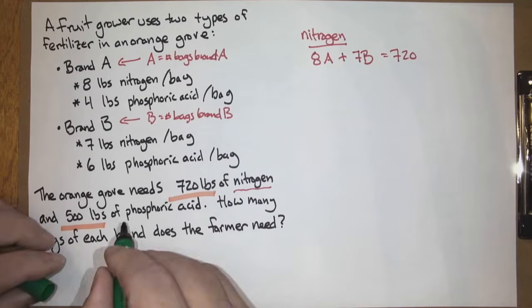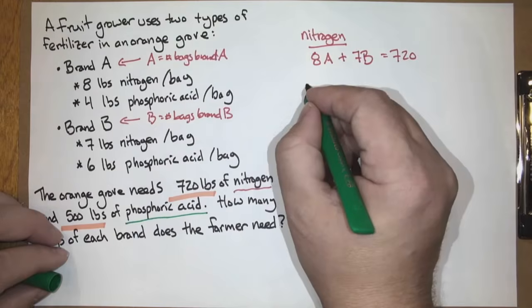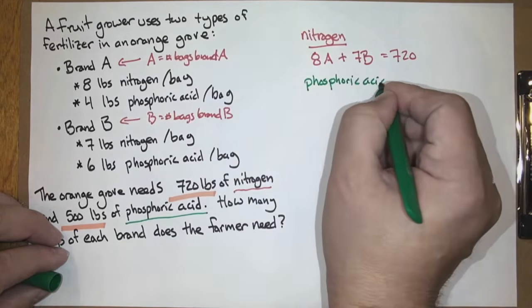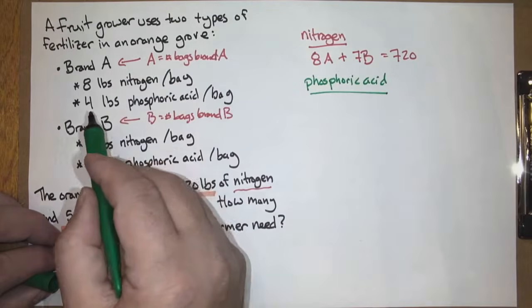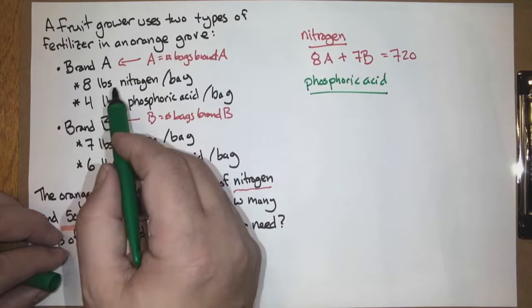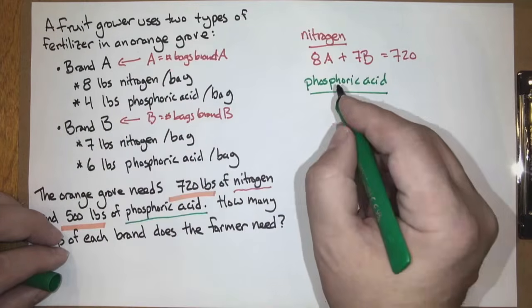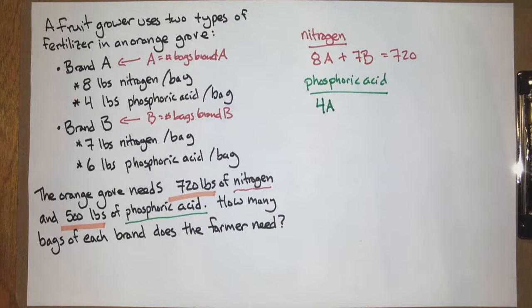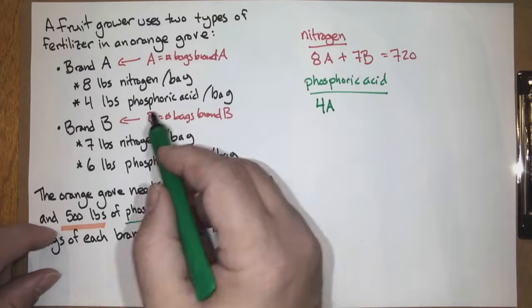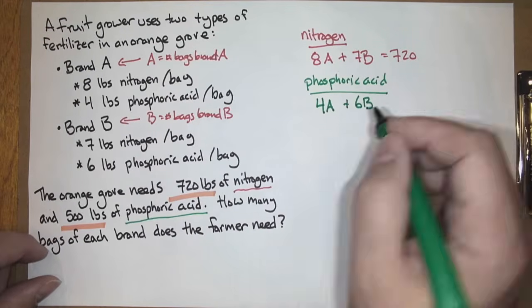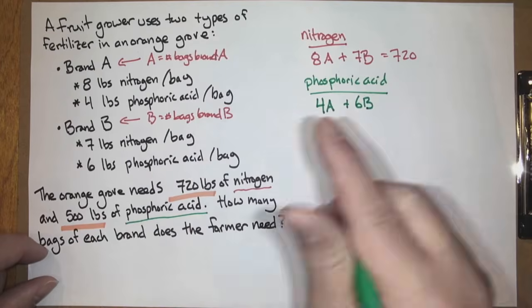We'll do the same thing with the phosphoric acid. All right, so for phosphoric acid, we again say, okay, we bought A bags. There's 4 pounds per bag. So the total amount of phosphoric acid coming from that part is 4A. For brand B, we have B bags, 6 pounds per bag. So that makes 6B. How much do we need? 500.